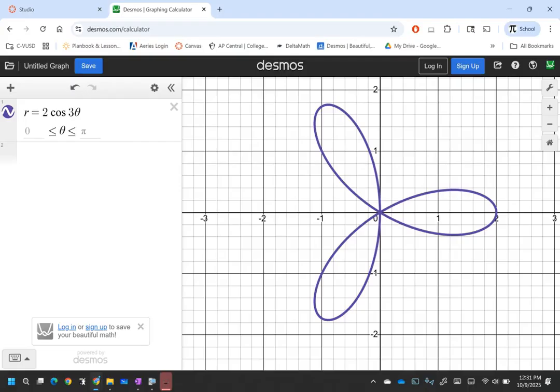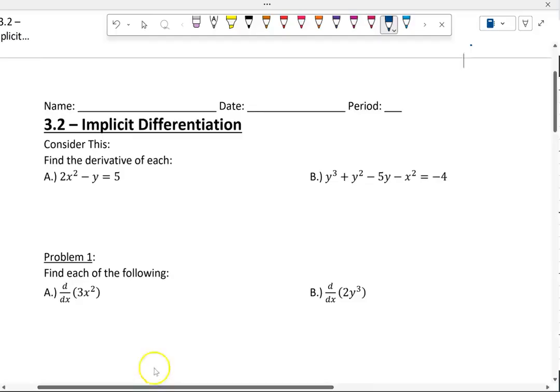This is not implicit differentiation. This would be polar differentiation, which is a BC topic. So we won't see that this year, but those of you going on to BC, we will see these again next year. Okay? So we can do that. But today we're going to be looking at those ones where it's not just a function in terms of x, it's other things, some cool things that can happen. Some cool looking curves. So, let's get into the math.